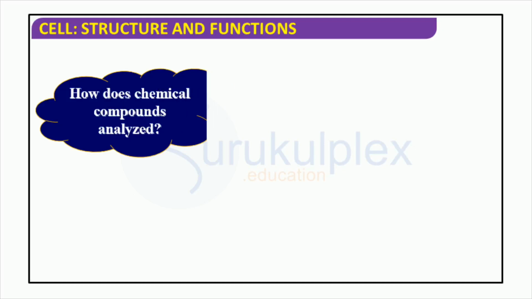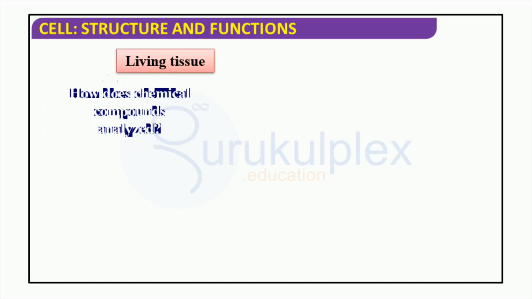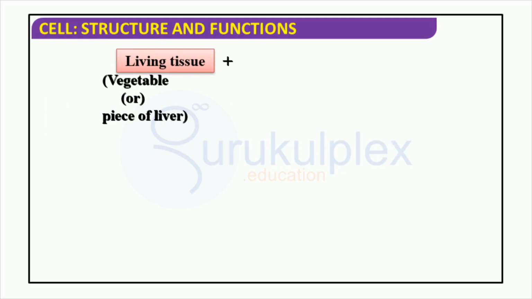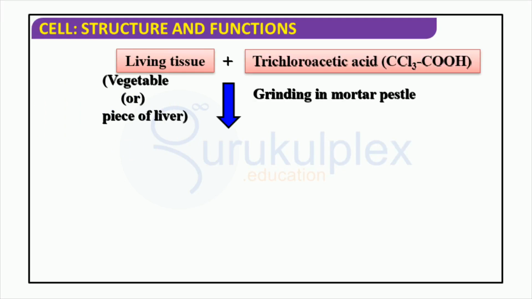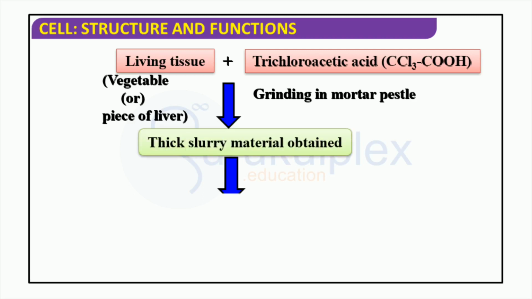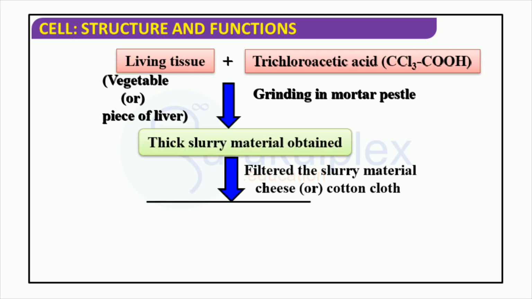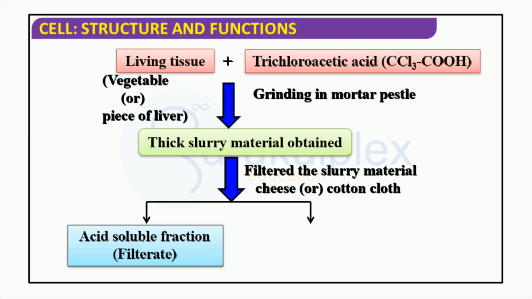Biomolecules are chemical compounds present in living tissue. Trichloroacetic acid is used for treating the tissue, then it is ground in a mortar and pestle to create a thick slurry. Afterward, the slurry is filtered through a cheese or cotton cloth to obtain the material required. Analysis of these biomolecules gives us an understanding of the biological processes of living organisms.